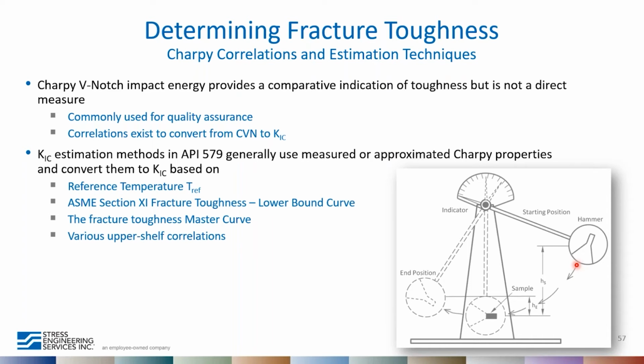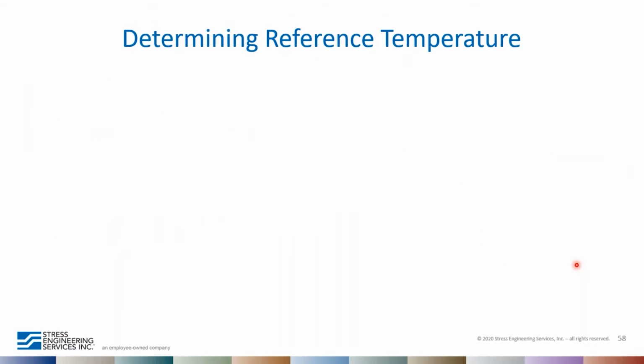So it's possible also to use a series of K1C estimation methods that are available in API 579. And these generally start by establishing a reference temperature for the material, kind of a Charpy reference temperature. And then from there, we have a number of material databases that contain information about the toughness of materials, which we'll talk about over the next few slides here.